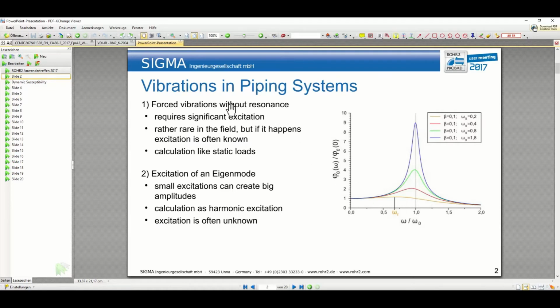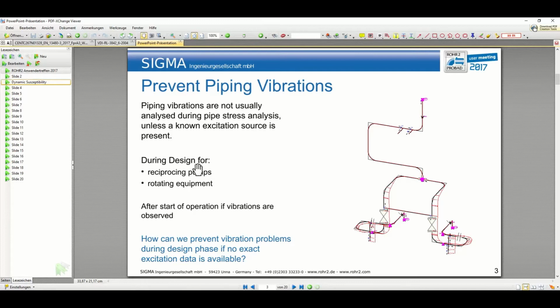If we have a forced vibration, this is typically rare, and usually the excitation is known, so we have to treat more this resonance problem here. During a piping design, we know that we have reciprocating pumps or rotating equipment, we may even know some of the frequencies or the exact excitation, then we can just do a harmonic excitation analysis. But what to do if we do not have this information?